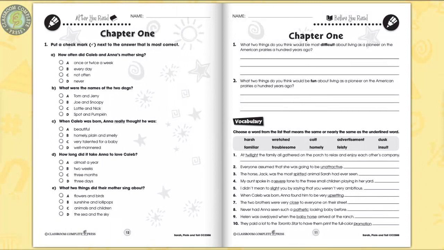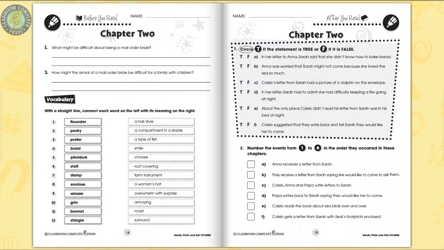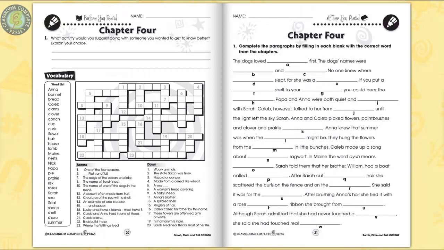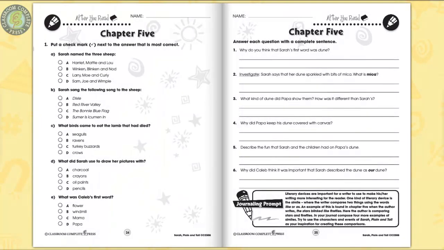Students begin by imagining the hardships of living as a pioneer on the American prairies. Answer true or false questions about Sarah's letter to Anna and Caleb. Complete sentences from the story with their missing vocabulary words. Do some investigation to learn about mica, something that Sarah says her dune sparkled with.